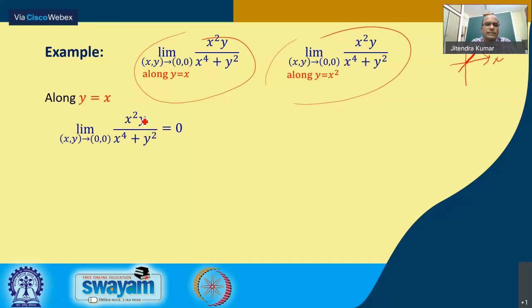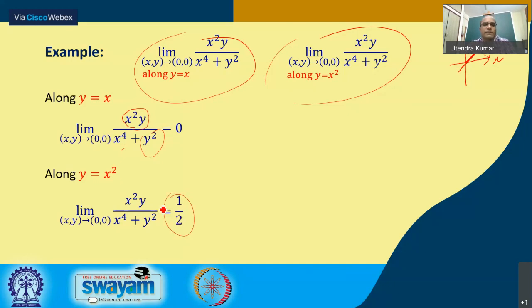And when you put this x and y equal, you have here x cube, and here you will have x4 and then again x square. You take common and then let x tends to 0, and you will see that you can show that this is actually 0. But when you take y is equal to x square, then what will happen? The limit you will get is 1 by 2.